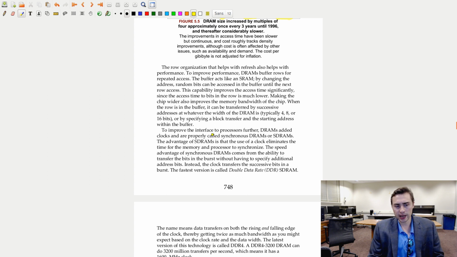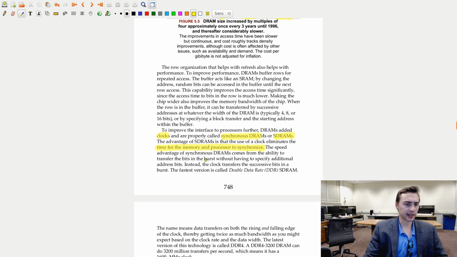So to improve the interface to the processor, DRAMs added clocks and are properly called synchronous DRAMs or SDRAMs. The advantage of SDRAMs is that the use of the clock eliminates the time for the memory and processor to synchronize. So now instead of waiting for some synchronization time, they're already clocked, so they're already synchronized, which is good. The less time we spend doing non-value-added work like synchronization, the better.